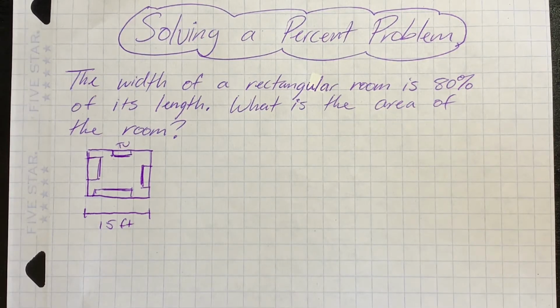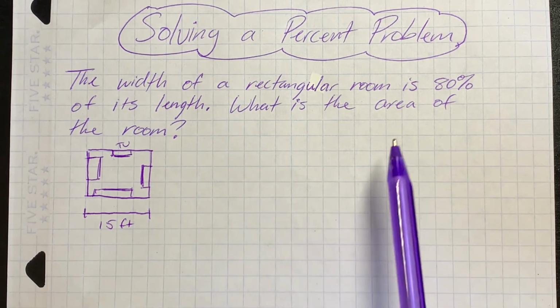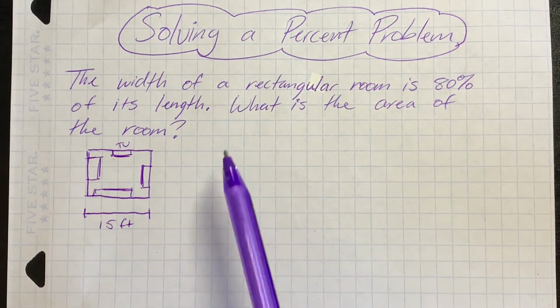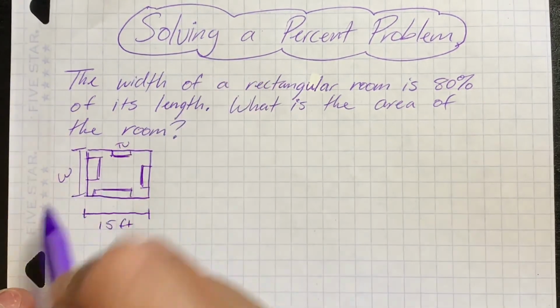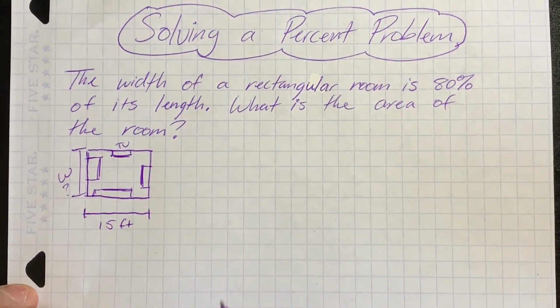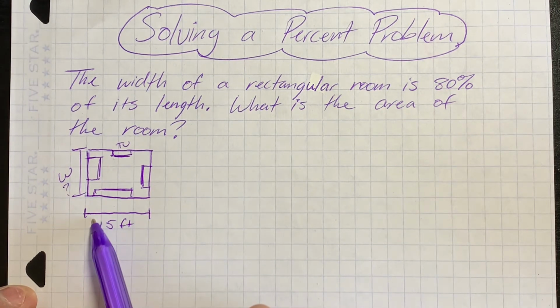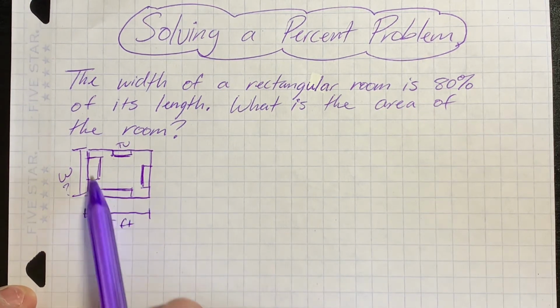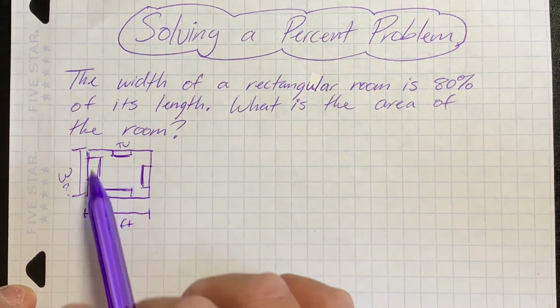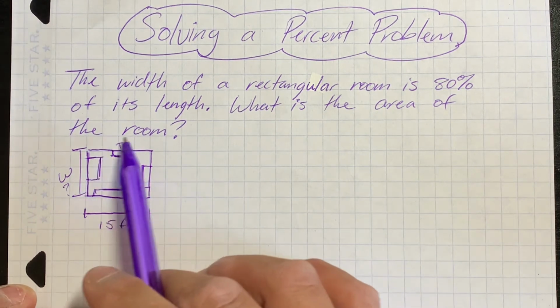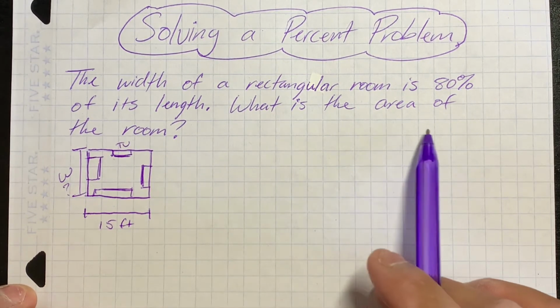All right, with this last example, we're gonna solve a percent problem. So let's listen to this situation. The width of a rectangular room is 80% of its length. So we don't know what the width is. Okay, so the width we have no idea, but we do know that the length is 15 feet. This looks like a room, looks like a couch and a TV. So the width of a rectangular room is 80% of its length. What is the area of the room?